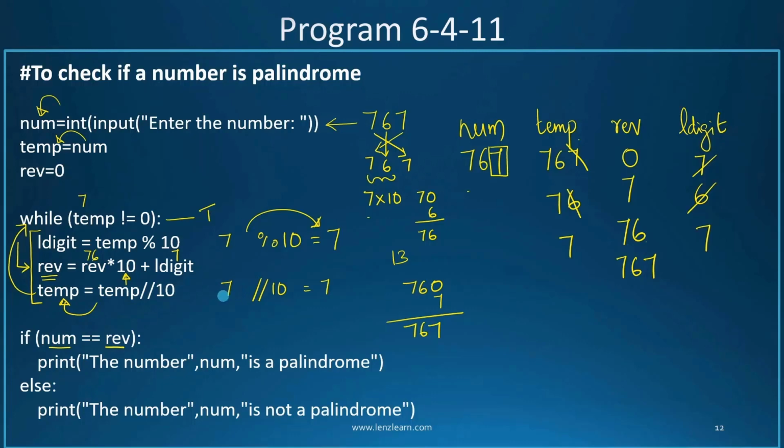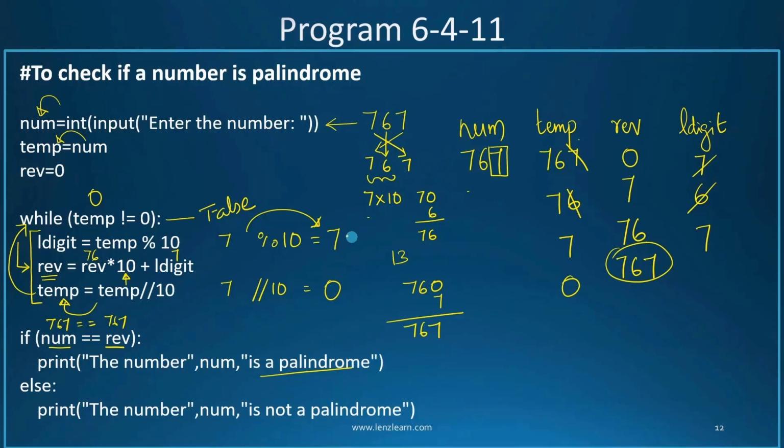Now you will do a floor division on 7. Now we can see the result is going to be 0. So 0 will be loaded into temp. So now you will check 0 not equal to 0. You will get false. So now the while loop has finished, I'll come out. Now you will check the value of num, which is 767, is equal to the value of ref, that is also 767. So when they are equal, now you know that it's a palindrome. You will print this number is a palindrome.